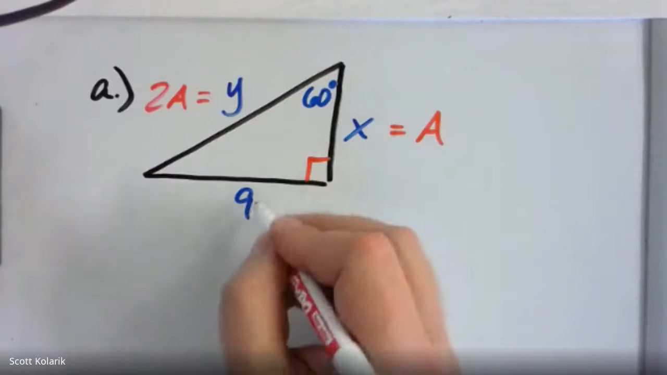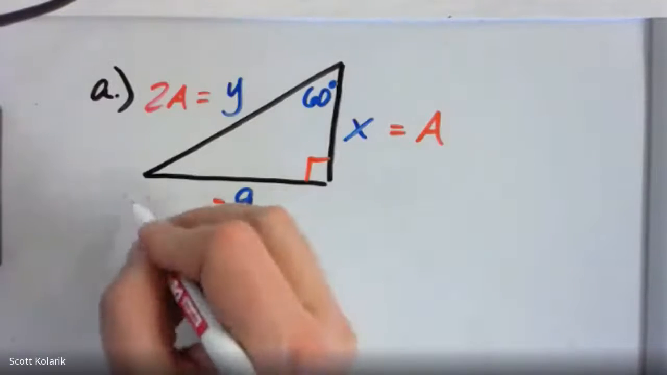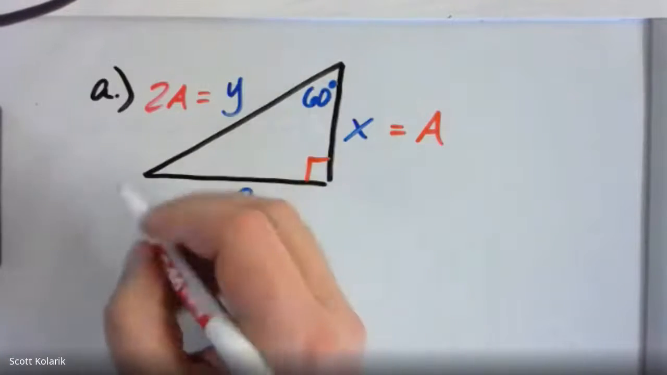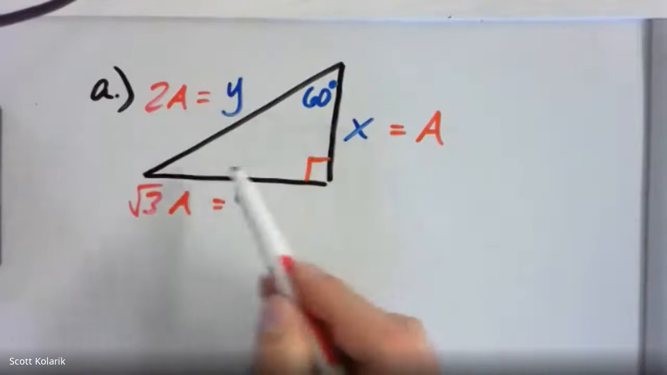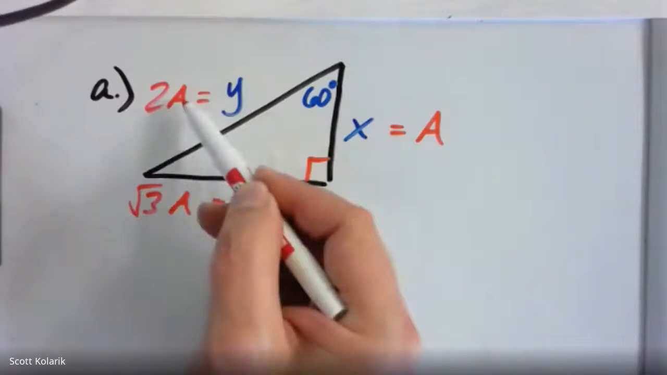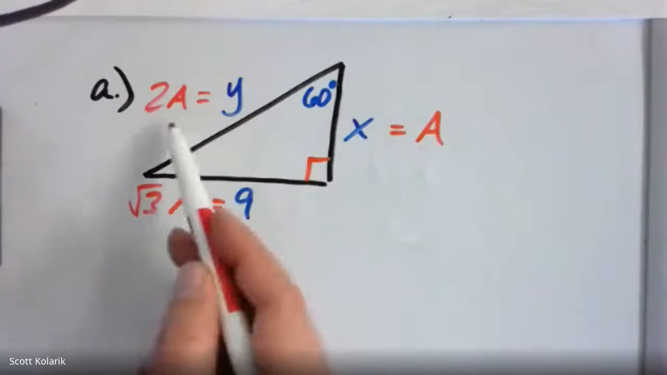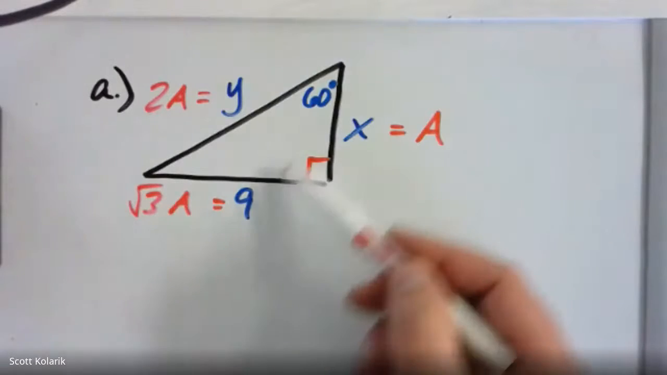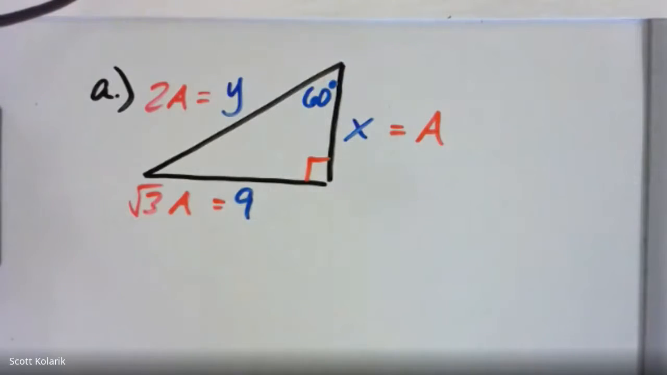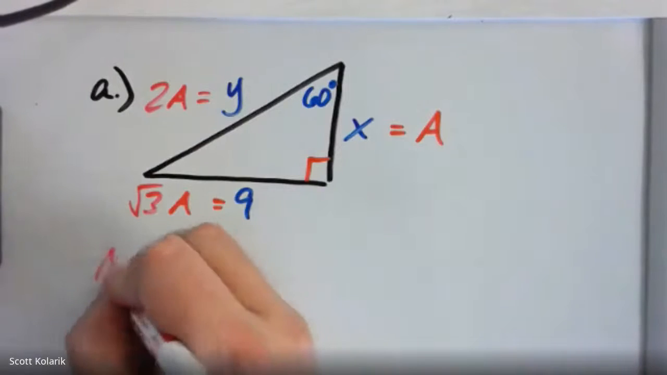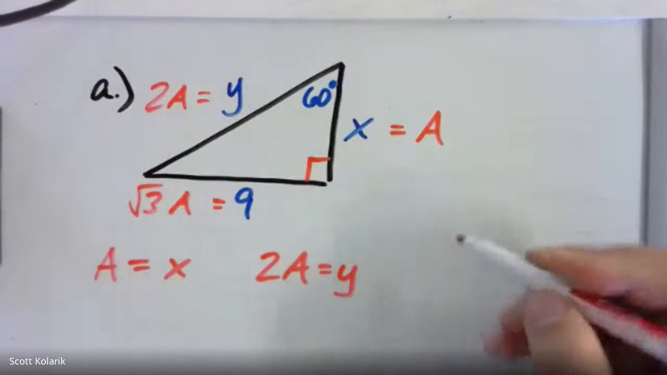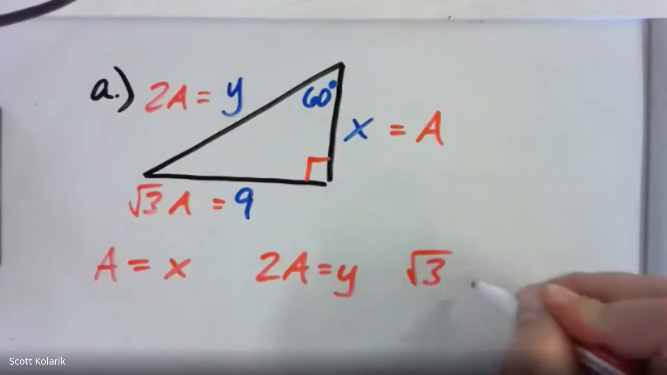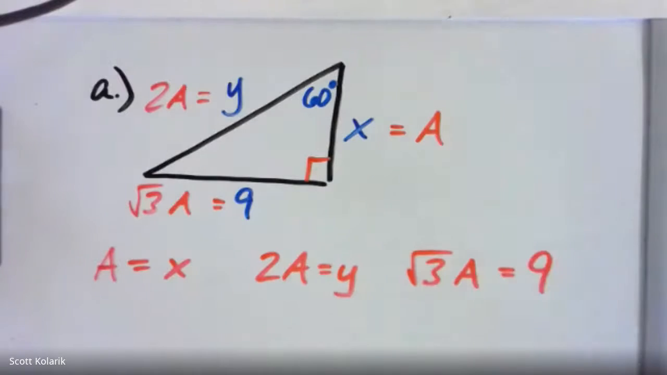And then this one down here, this is the weird one, the one opposite the 60 degrees. This is where I get the square root of 3 times A. I usually do these two first, the side opposite the 30, and then my hypotenuse is double that, because these ones are a little bit more friendly. This is just the weird one, the one opposite my 60 degrees. Okay, so now I have the following. A is equal to X, 2A is equal to Y, and square root of 3 times A is equal to 9. And again, I'm going to use substitution here.